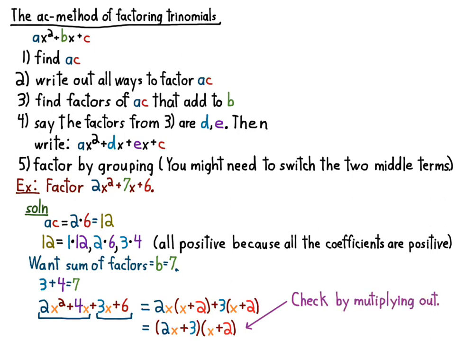And then check it by multiplying it out. Always do that. So what have you got? You've got 2x times x, so that's 2x squared. Check. The constants, 3 times 2 is 6. Check. The middle term is inside and outside, right? So 3x plus 4x is 7x. Check.